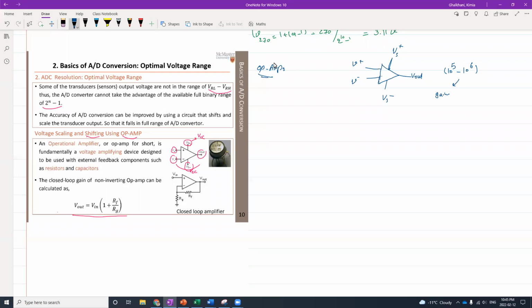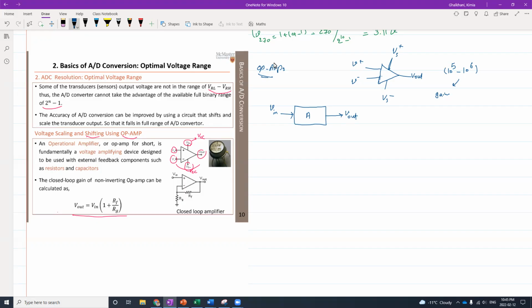Then if I have a system like this, with an input voltage here, and this is going to be my gain, and this is going to be my output voltage, then we want to see what the relationship is between this input and output.